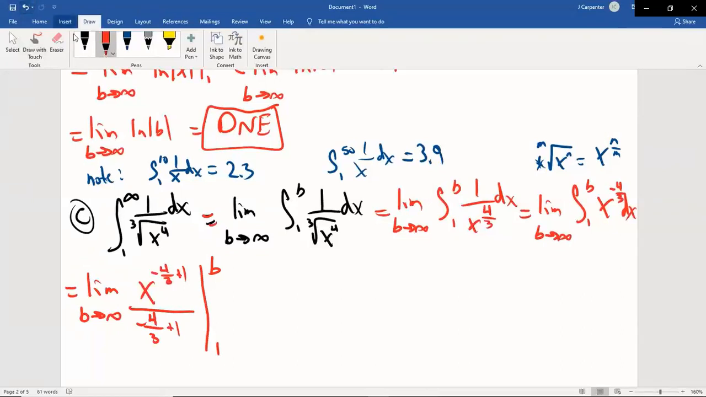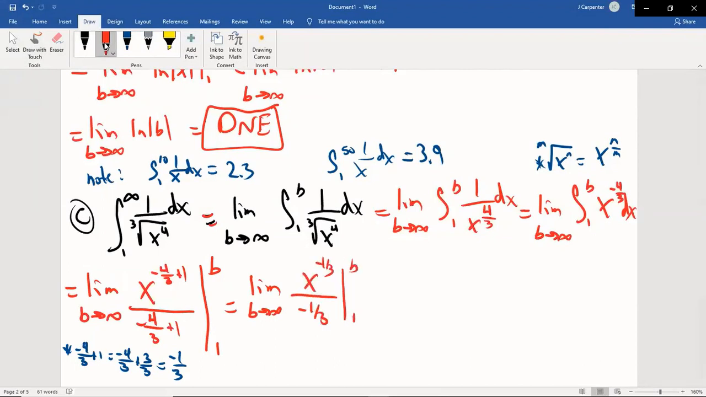What's negative 4/3 plus 1? Negative 4/3 plus 1 is negative 4/3 plus 3/3, which is negative 1/3. Fraction math never goes away. So limit b goes to infinity of x to the negative 1/3 divided by negative 1/3, evaluated from 1 to b. Remember that dividing by a fraction is the same as multiplying by its reciprocal.